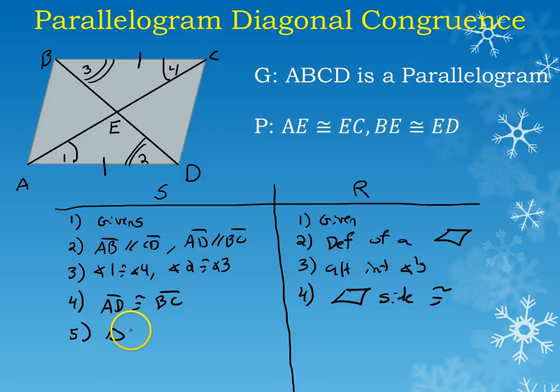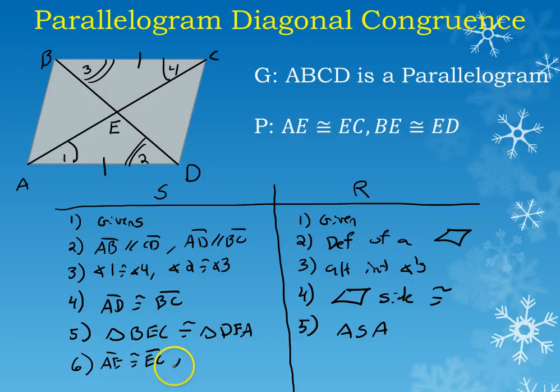Because now I can say the triangle BEC, the top triangle, is congruent to triangle DEA, bottom triangle. We have two angles congruent, the side in between, that's angle side angle. And that finally leaves us, last statement is going to say then, now that I have congruent triangles, AE and EC, BE and ED are on the same spots. They're corresponding, so therefore they're congruent. AE congruent to EC, BE congruent to ED, because their corresponding parts of congruent triangles are congruent. So there's our second parallelogram proof. We're proving why the diagonals are going to bisect each other to form congruent segments.